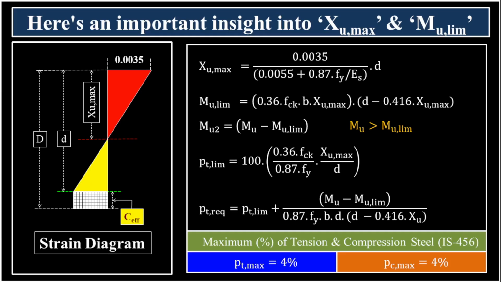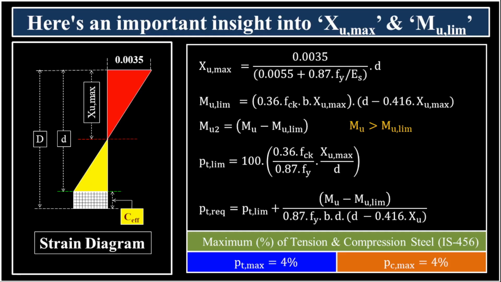Following this, we have the formulas for calculating the percentage of steel. Pt lim represents the limiting percentage of tension steel for a balanced section, and its formula is 100 multiplied by the quantity 0.36 times fck times xu max, all divided by 0.87 times fy times d. This formula also I have explained in my video on singly reinforced section in detail.